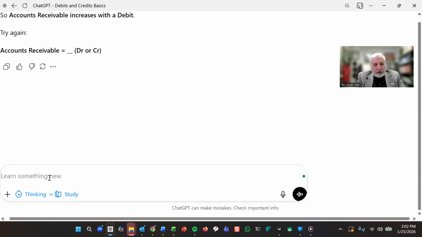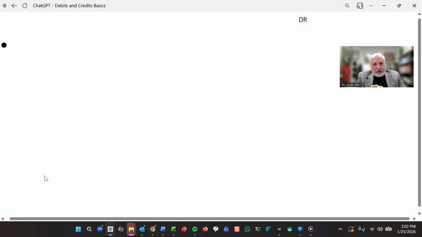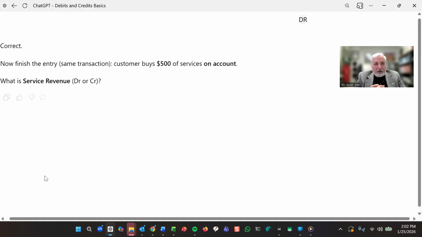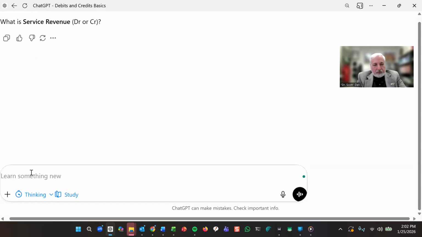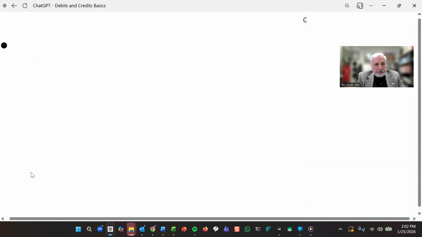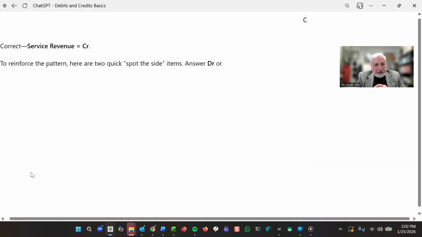So accounts receivable, debit. I'm going to say accounts receivable up. We'll try debit, see if it gives us the kudos and says, well, correct. You finish the entry: customer buys $500 service on account. It's service revenue, debit or credit? I'm going to put in service revenue credit. See if it just takes the credit.